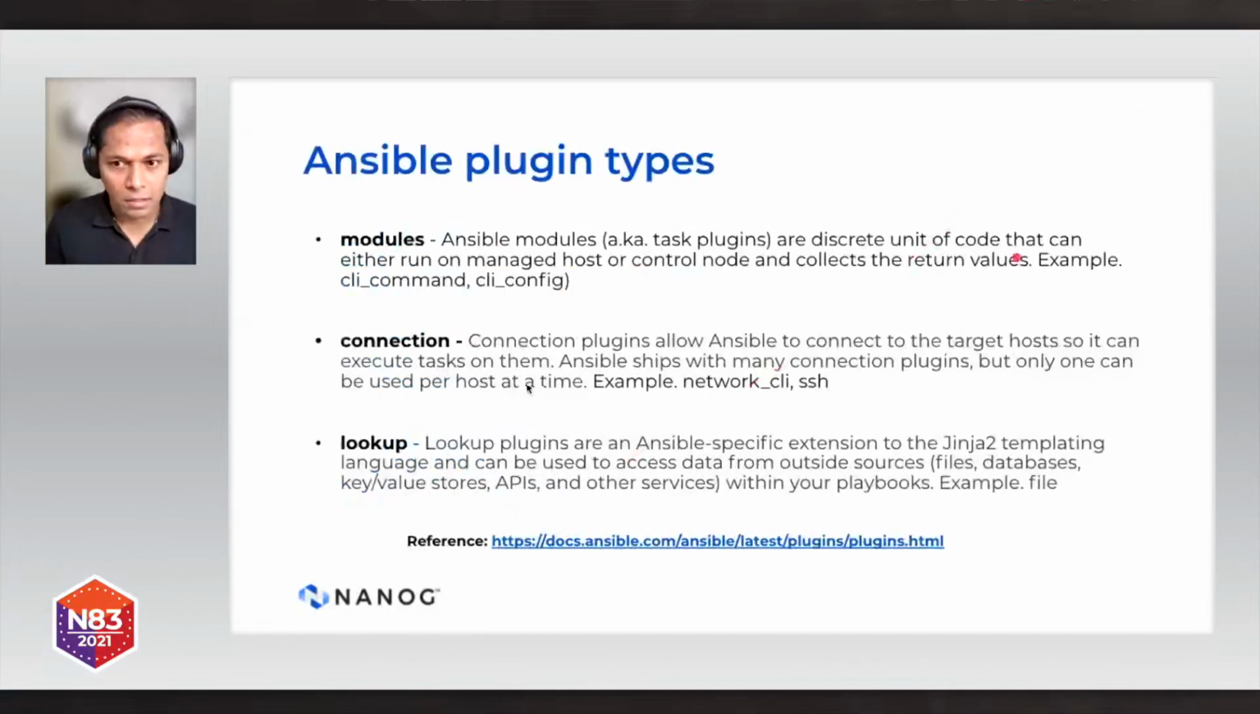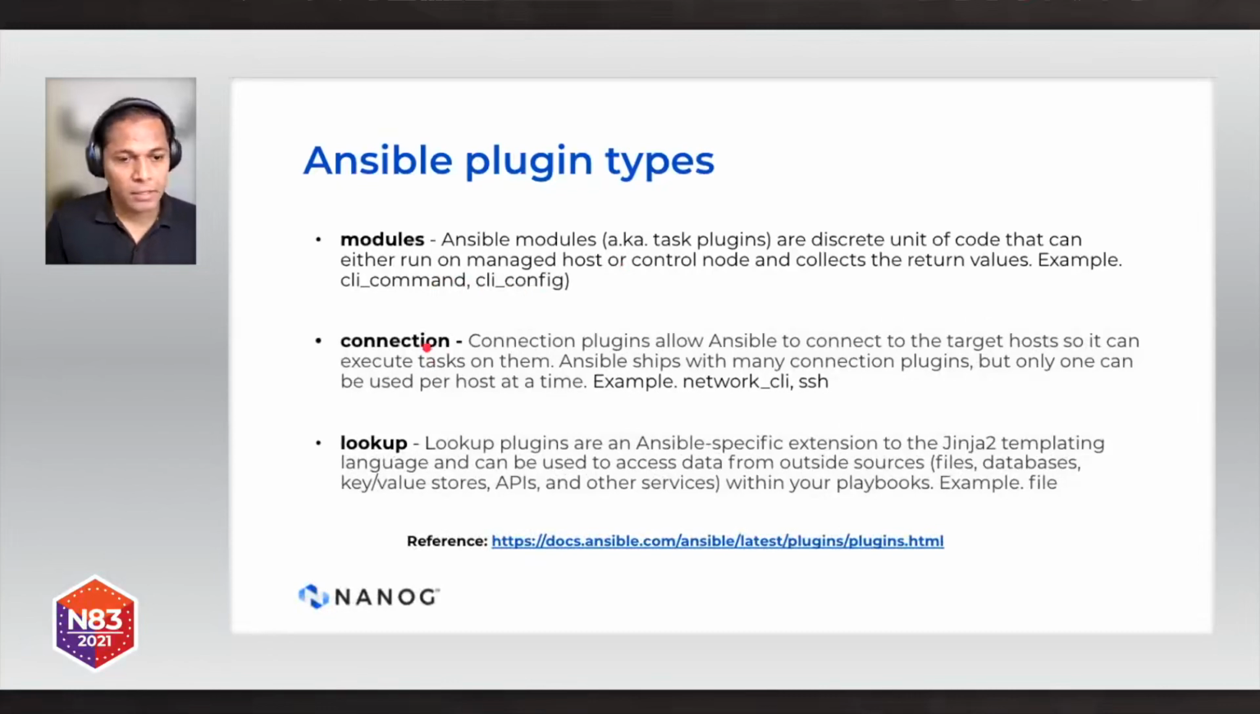So this slide talks about what are all the different plugin types for Ansible. First one is a module. So module is a discrete unit of code that either runs on managed host or on control node in case of network, and returns the result to the user. We'll be talking about CLI command and CLI config in our coming demo.